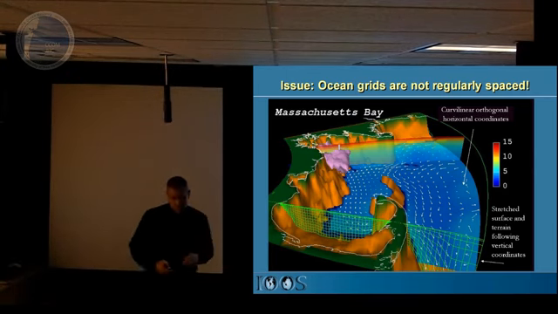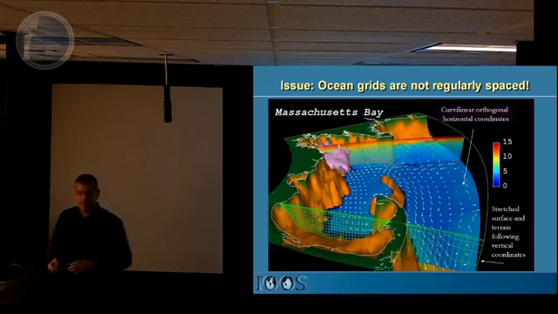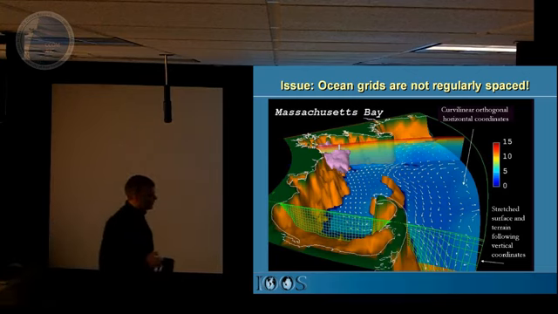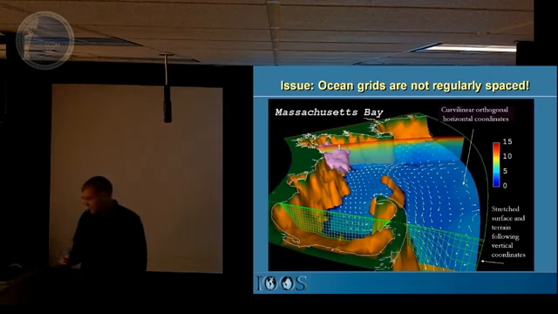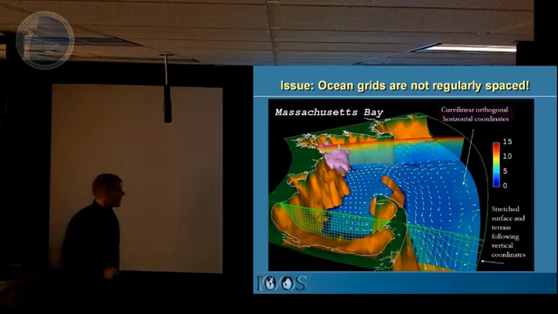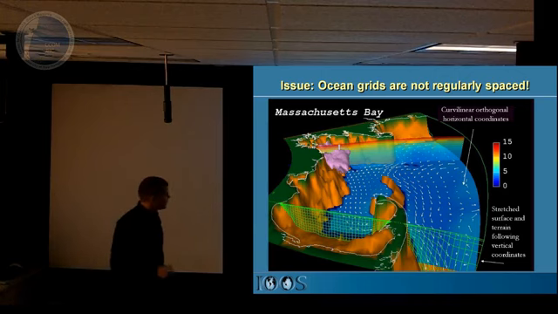So in the coastal ocean, we have a little issue, because unlike bathymetry, where we often have a uniform grid, at the end of the day our models in the coastal ocean have these curvilinear horizontal coordinates, so there's smaller grid cells over here than over here near this open boundary. This is a Mass Bay model.